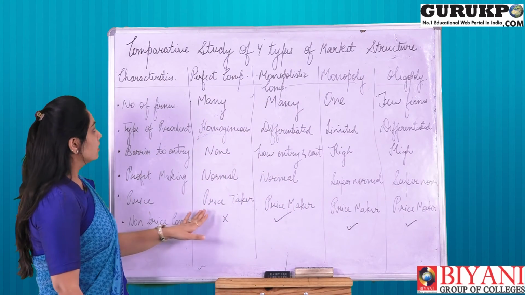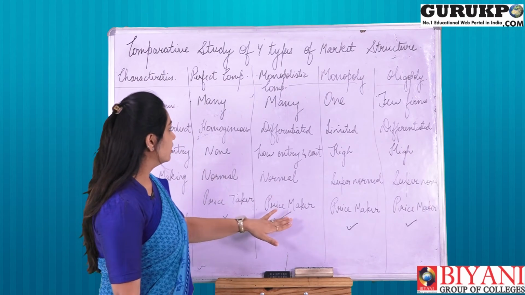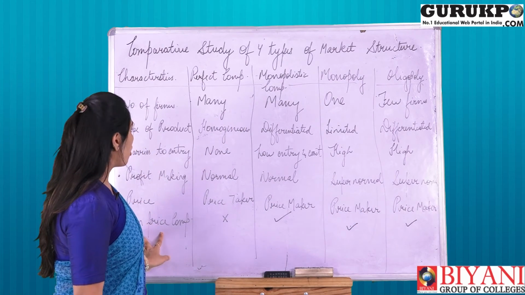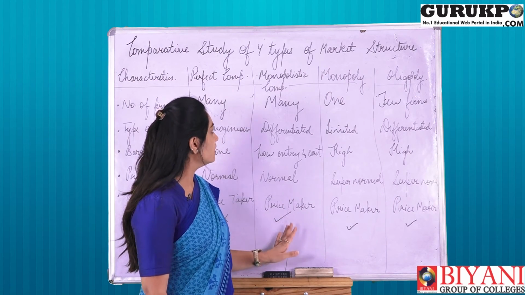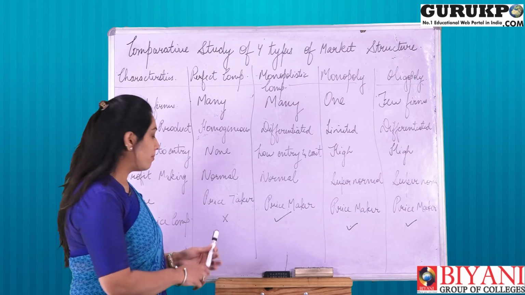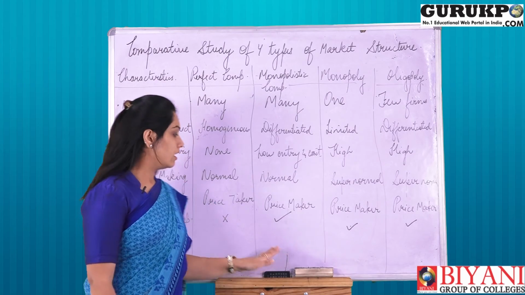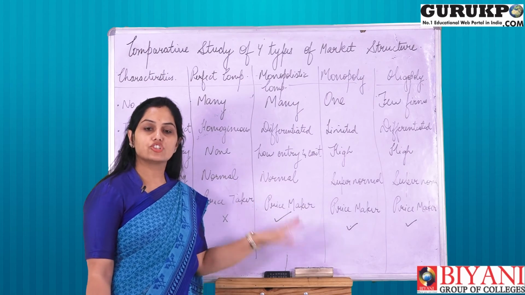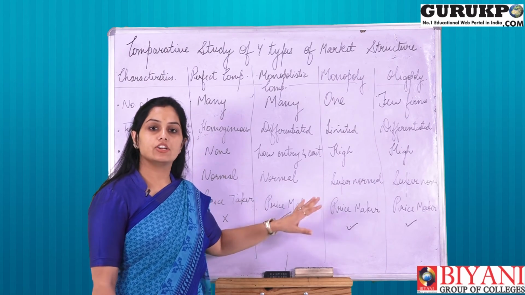Next is price. In perfect competition, all the firms in the industry are price takers. In the others, they are price makers. Non-price competition is there except in perfect competition; it is there in monopolistic competition, monopoly and oligopoly. Now what is non-price competition? Non-price competition means the firm does not play much with prices. They play with packaging, labeling, marketing, size, shape, color and fragrance to make their product attractive.